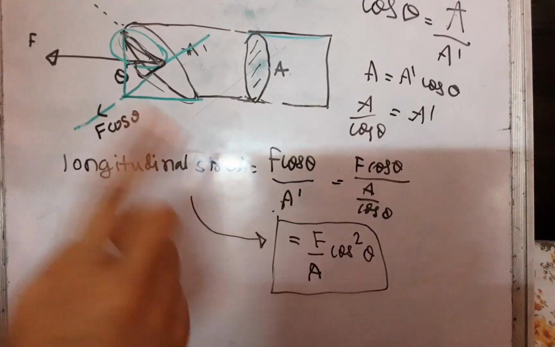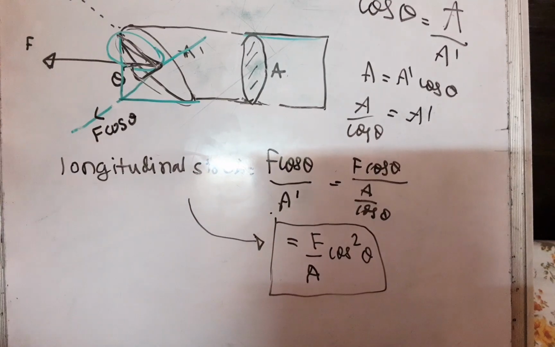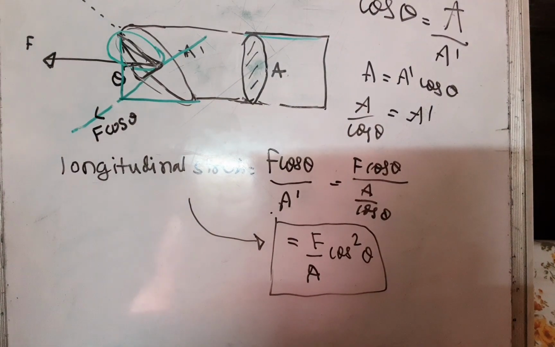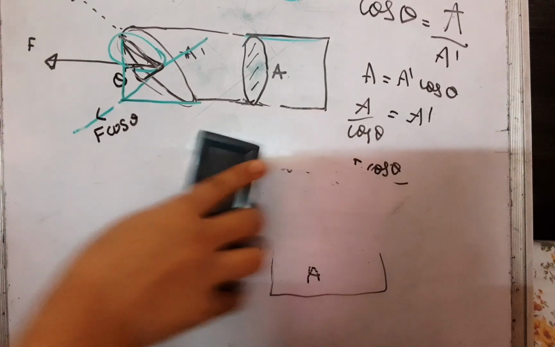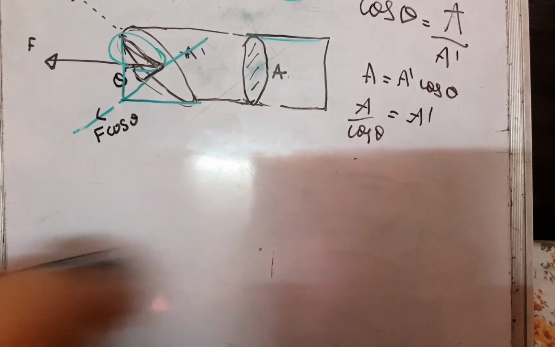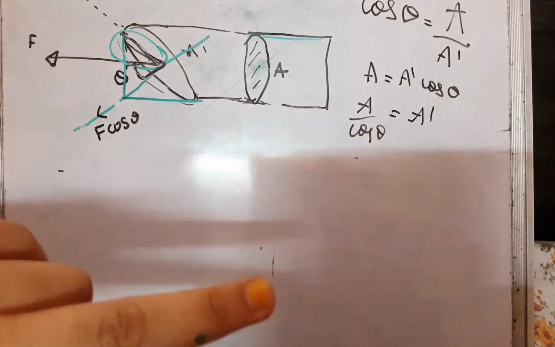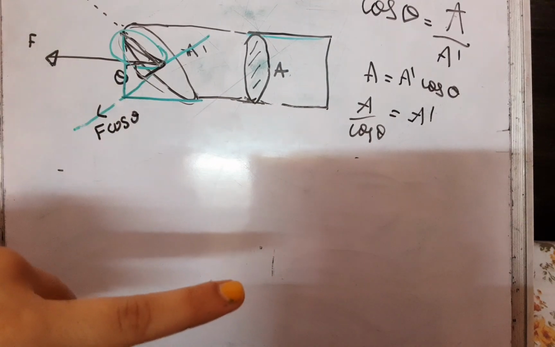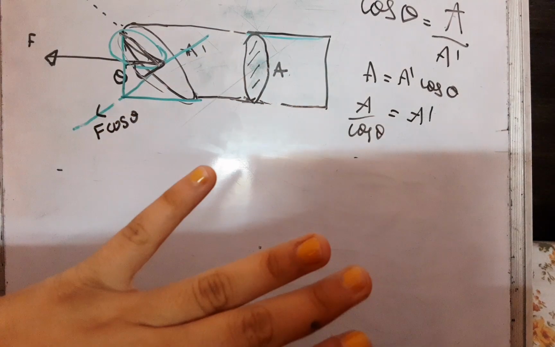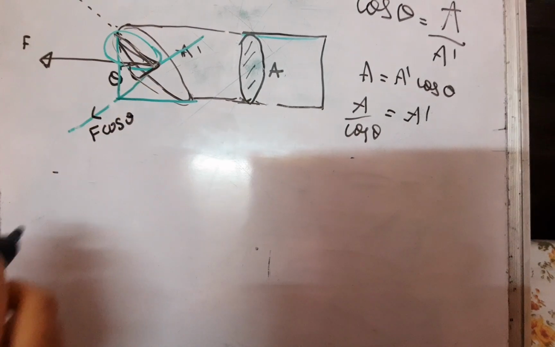For longitudinal stress, the force is always considered which is normal to the area. And for shearing stress, we will consider the tangential force. Here we are considering normal force. Now we will find what was shearing stress. So in this type of questions, they may ask you two cases. One is longitudinal stress and one is shearing stress. So longitudinal stress I explained. Now let's come to shearing stress.